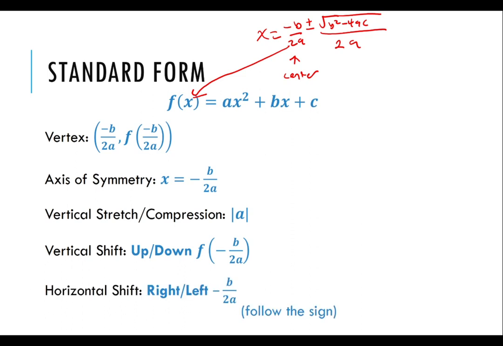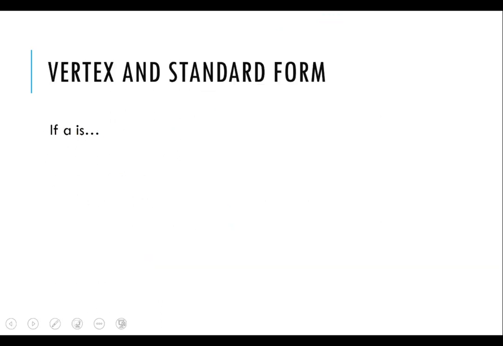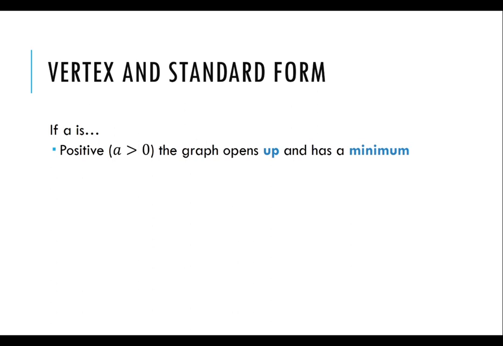And then the horizontal shift could also be considered as minus b over 2a and just see which way we go. So for both vertex form and standard form, let's reiterate. If a is positive, then the graph is going to open up. That is, it will look like this. And if it looks like this, then it will have a minimum value. That minimum value will occur at the bottom, and specifically, it will occur at the vertex. So if you're ever trying to find the minimum, it will occur at the vertex.